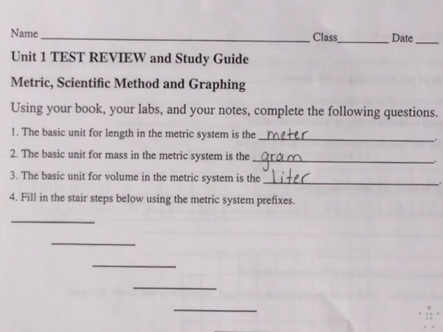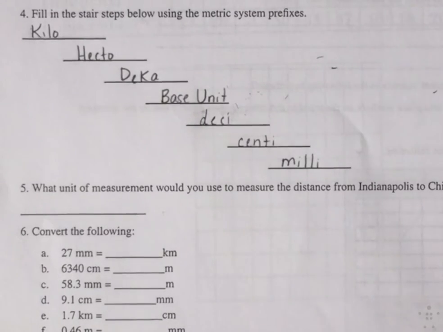Now, number 4, filling in the stair steps using the metric system prefixes. Once again, all in your notes. And here they are, all 7 steps. Kilo, hecto, deca, your base units, which are listed up above, like the meter, gram, and liter. And then you go to deci, centi, and milli. That would be a really great thing for you to know on your test. Trust me.